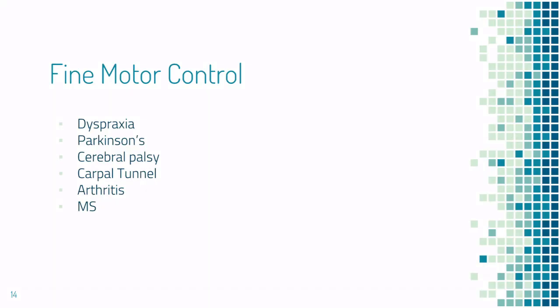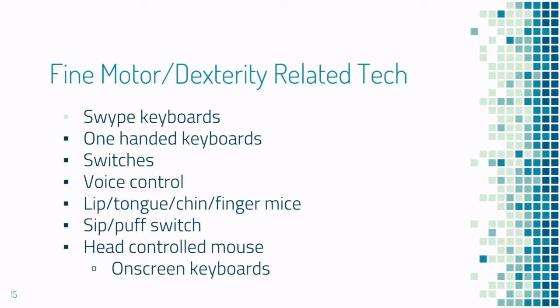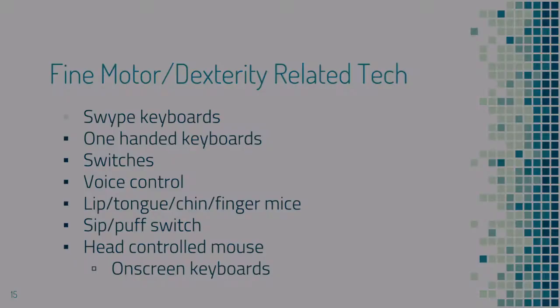When we're talking about fine motor control, we're talking about a whole bunch of different conditions that people have to find accommodations for. This can include things like dyspraxia, Parkinson's, cerebral palsy, and carpal tunnel, which is a repetitive motion injury, which means that we have to find ways to decrease the number of times people click and type. Arthritis decreases joint mobility, and MS decreases sensation and mobility, often in the hands. There's a whole bunch of tech that helps with people who have these conditions and other conditions.